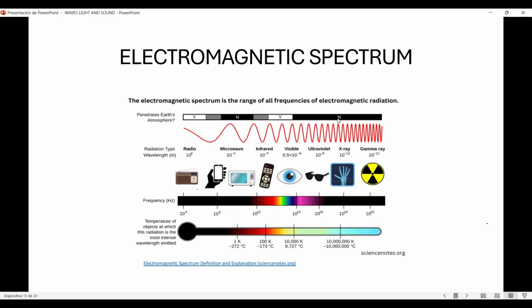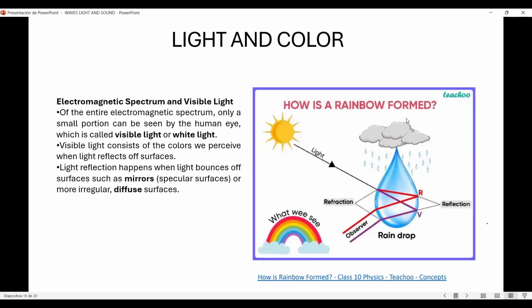And gamma rays, these ones that are the last ones, these are the smallest wavelength waves, right? With gamma rays, you can observe the atomic nuclei, right? So this is the way that it works.